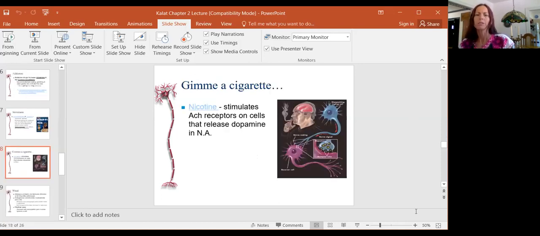Nicotine, a very addictive drug, right? I have Nicorette gum in my mouth right now. I used to be a smoker, now just addicted to the gum. A little bit about me. Okay, so give me a cigarette.